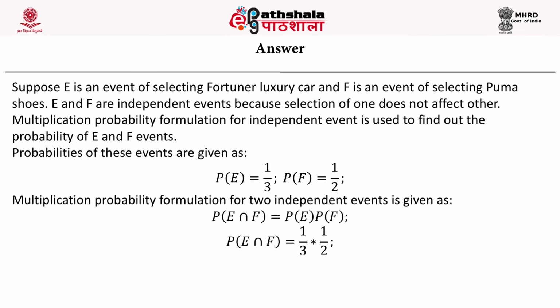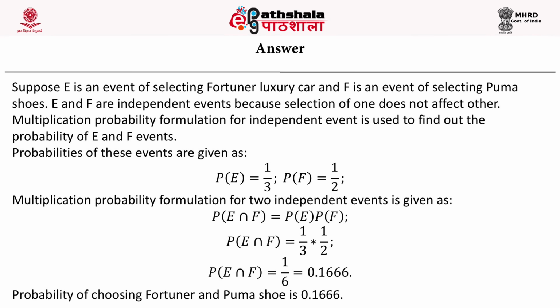The probabilities of these events are given as probability of E is equal to 1 by 3 and probability of F is equal to half. The multiplication probability formulation for two independent events is given as probability of E intersection F, which is equal to probability of E into probability of F, and probability of E intersection F is equal to 1 by 3 into 1 by 2, and after solving we will get the answer as 0.1666. So the probability of choosing Fortuner and Puma shoes is 0.1666.